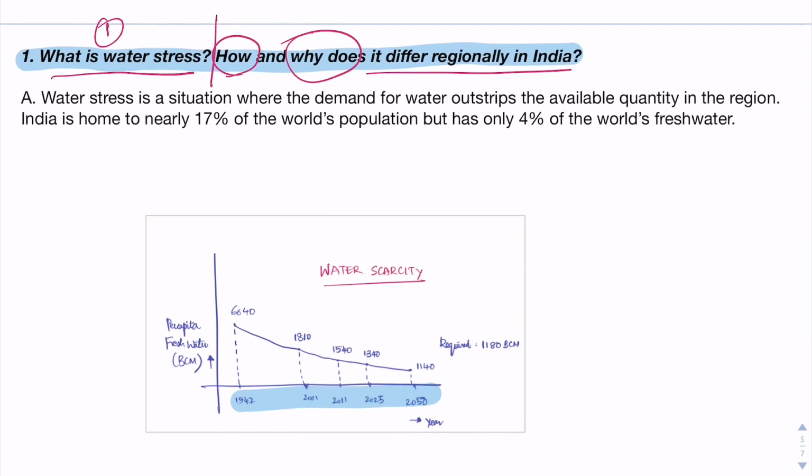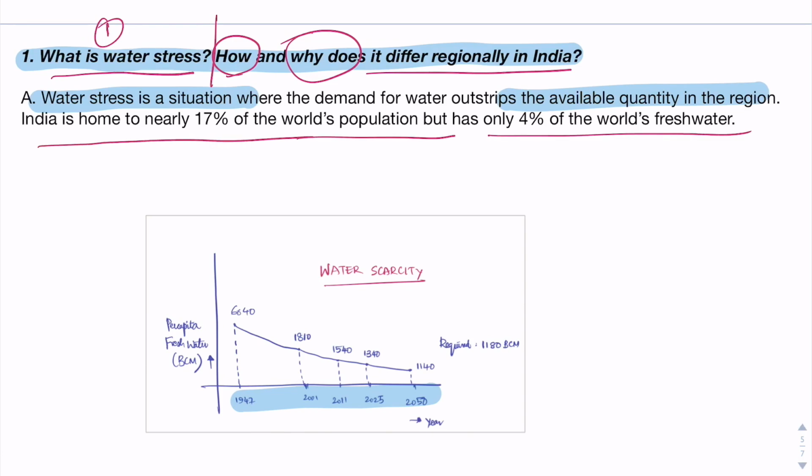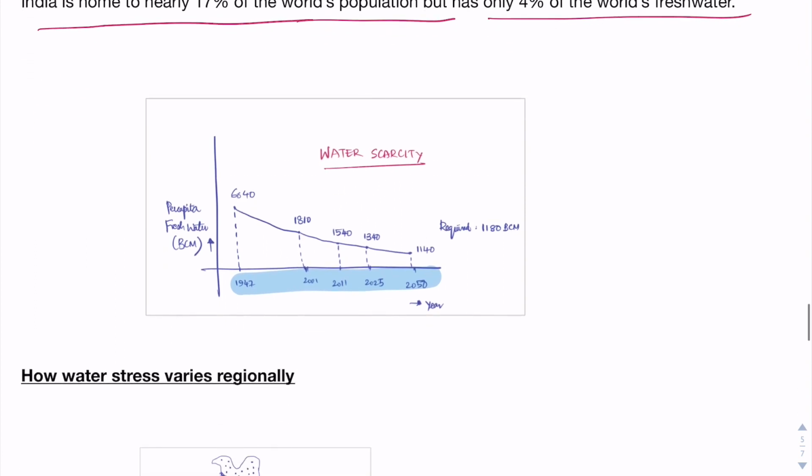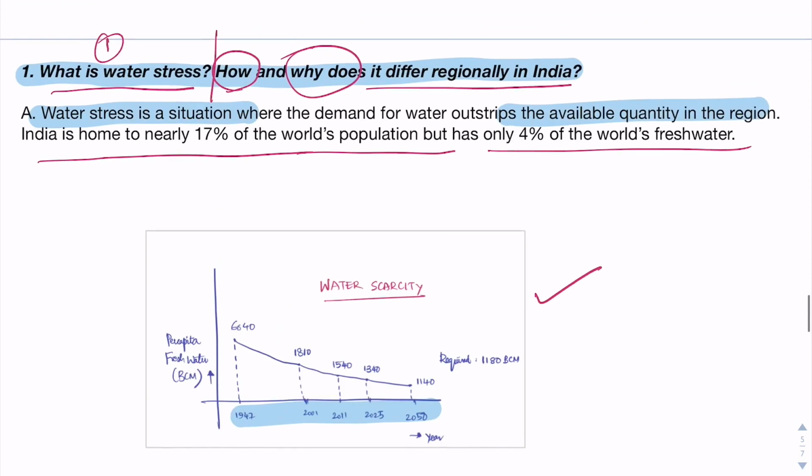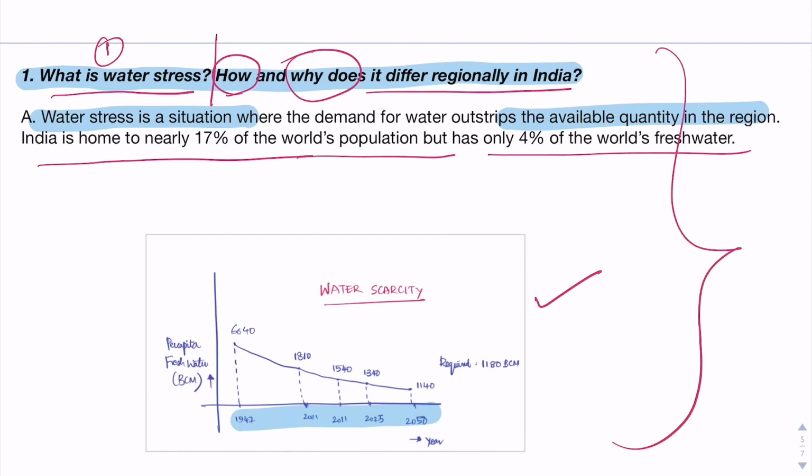So you start the answer by defining what is water stress. So you say water stress is a situation where the demand for water outstrips the available quantity in the region. For India, you can also throw in a statistic that says India is home to nearly 17% of the world's population but has only 4% of the world's fresh water. Also add a chart that shows the declining per capita fresh water from 1947 to 2020 and the projected figures of 2050.